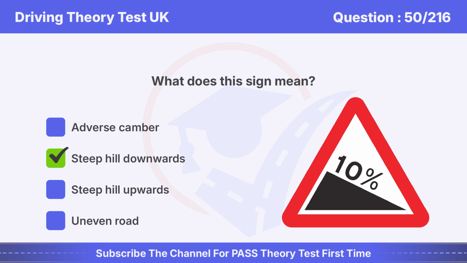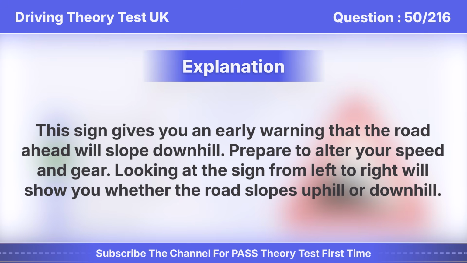Answer is B. Steep hill downwards. This sign gives you an early warning that the road ahead will slope downhill. Prepare to alter your speed and gear. Looking at the sign from left to right will show you whether the road slopes uphill or downhill.